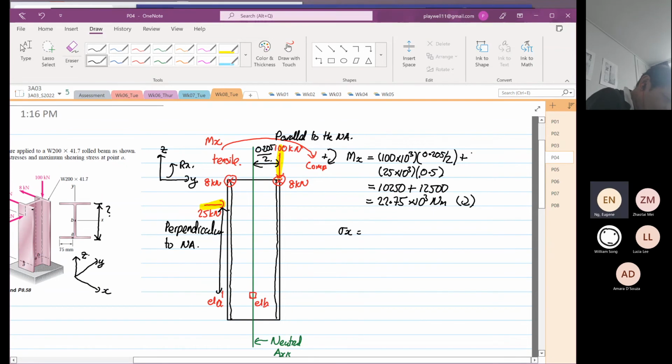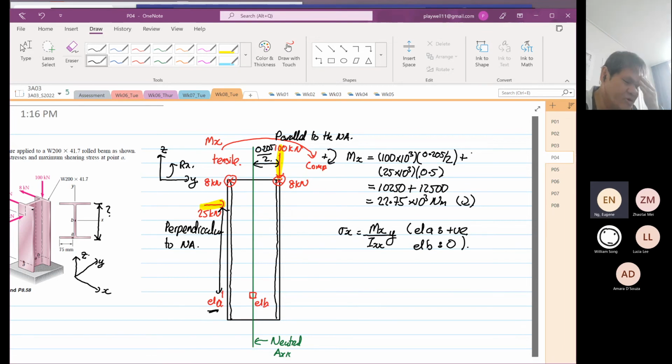is equal to Mx over Ixx multiplied by y, right? So for element A, it's going to be in a tensile region, right? Because it's on the left-hand side of the neutral axis. For element B, is equal to what? 0. Okay, so the moment induced in the x direction will induce 0 stress on element B.